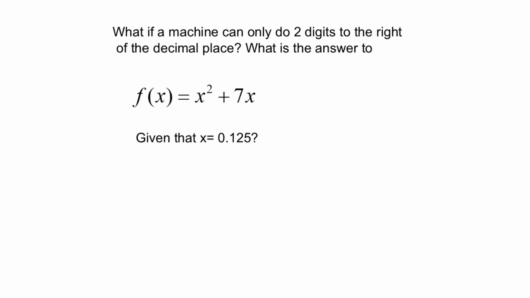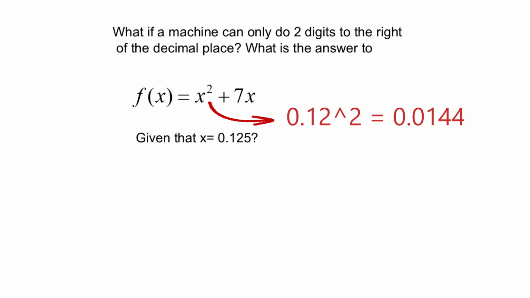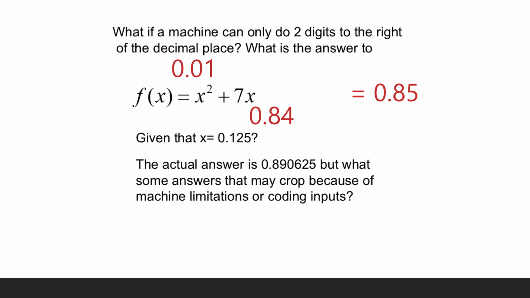Now, 0.12 squared, that creates errors on top of the original round-off error. This is called propagation error, as the error gets bigger, although there is no problem with the code per se or the algorithm per se. For example, 0.12 squared equals 0.0144 but this gets stored as 0.01 only. In the end, we get 0.01 plus 0.84 is equal to 0.85, but the correct answer is 0.890625.